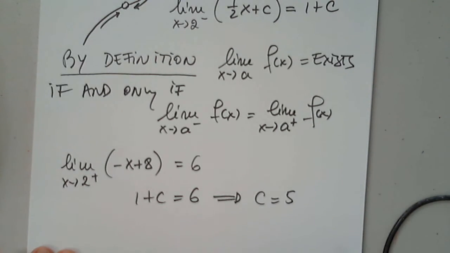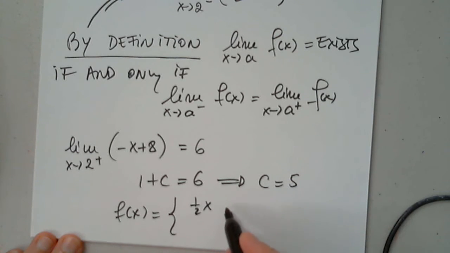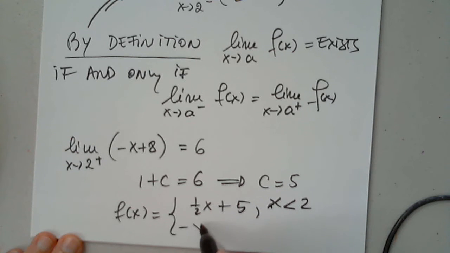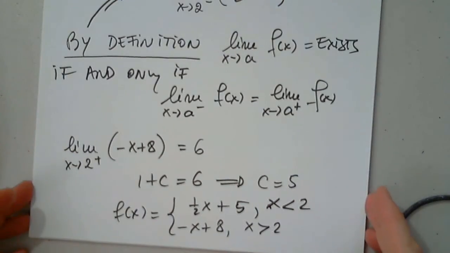Exactly, 5. So then f of x is 1/2 x plus 5 for x less than 2, and negative x plus 8 for x greater than 2, which guarantees the limit from either side of 2 to exist. Very good. Is this clear for everyone?